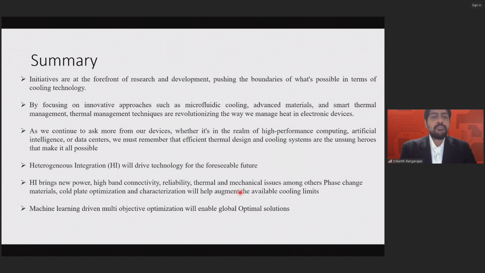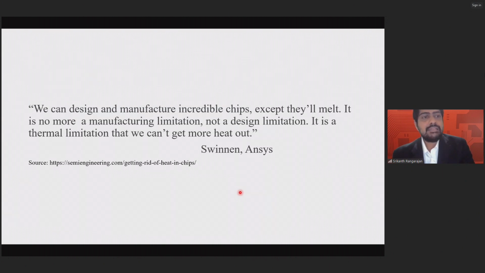And machine learning driven multi-objective optimization will enable globally optimal solutions, be it packaging or thermal management. And this is a quote with which I wanted to end my talk, which caught my attention recently from semiengineering.com, where they said: we can design and manufacture incredible chips, except they will melt. It is no more a manufacturing limitation, nor a design limitation, it's a thermal limitation. So thermal is becoming a limitation for chip manufacturing and chip design itself.